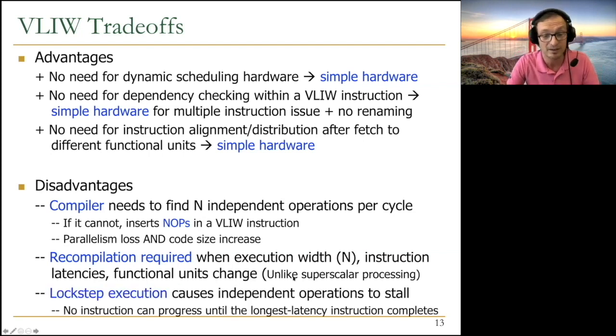Okay. And lockstep execution causes independent operations to stall because no instruction can progress until the longest latency instruction completes. And as we discussed, that's a problem also. The compiler can try to schedule around it such that it tries to balance the execution latencies of different instructions that are executing at the same time concurrently. But again, that's a difficult task. That's asking even more from the compiler now.